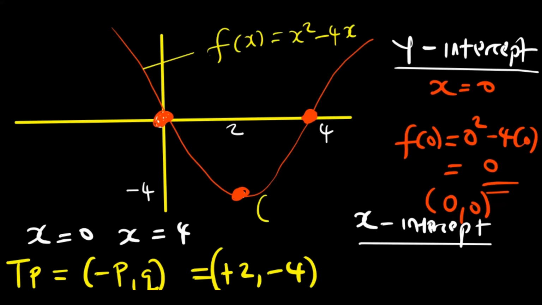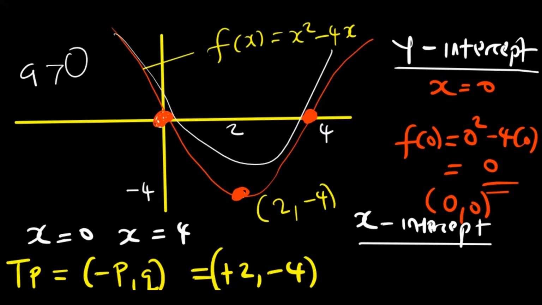Then the turning point here is 2 comma negative 4. Then a clue: if your a, the coefficient of x squared, is greater than 0, let me say if it is a positive number, you're going to have a minimum point like that. But if it is less than 0, let's say it's a negative number, it is going to be a maximum. It's going to be something like that. So that is another pointer that I'm just passing through.